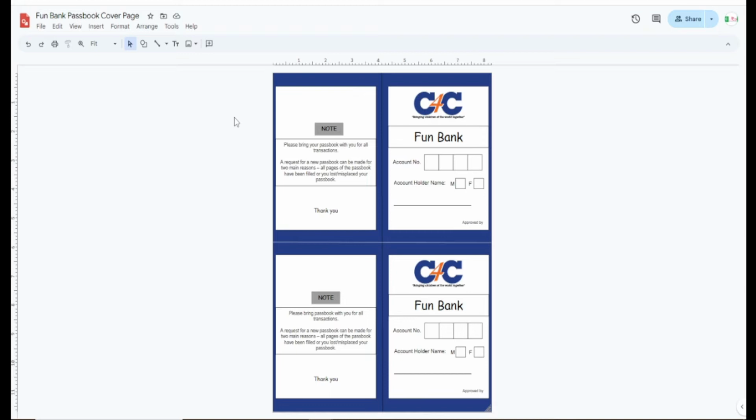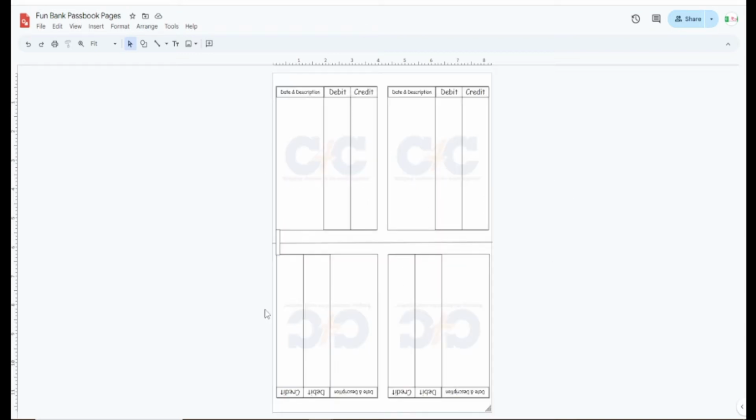If they lose the passbook, or if all the pages of the passbook have been filled, they can apply for a new passbook. That is the note for them. Inside, it has pages. These are the pages inside the passbook.